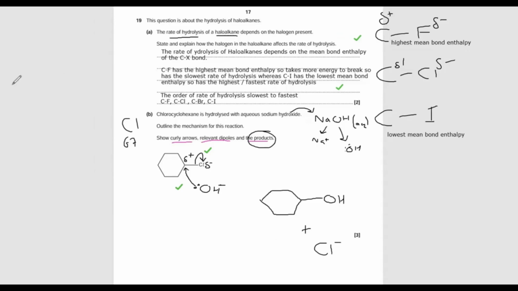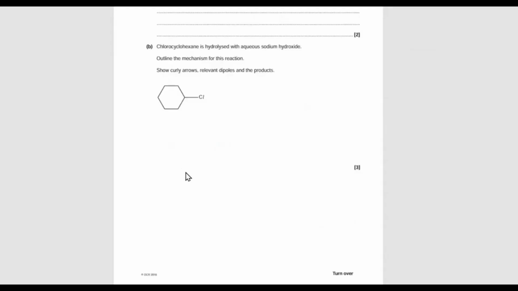So we've got the two curly arrows, we've shown the dipole, so that gives us 2 marks, and then we've shown the 2 products, the alcohol and the nucleophile. Awesome. All right, enough of my waffle.